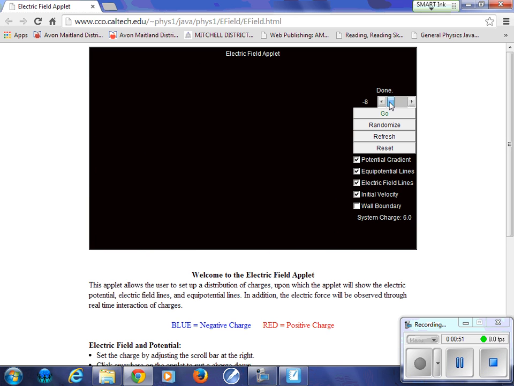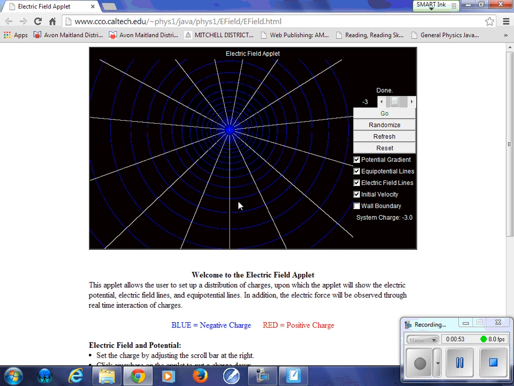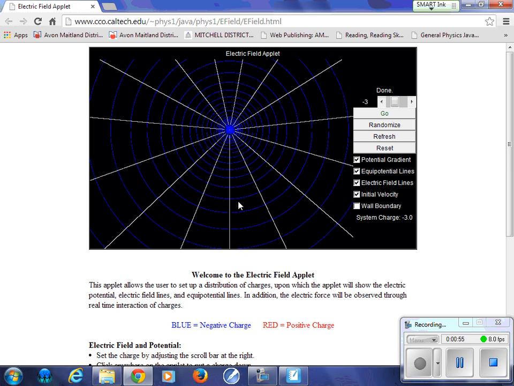And if I do a negative charge, it looks the exact same. There are no arrowheads on here, so it doesn't show the arrowheads, but other than that, it does show the interaction.